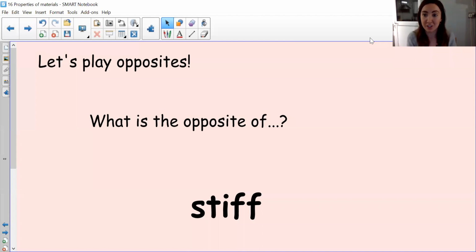So there's a couple of answers that you could have chosen for the opposite of stiff. You could have gone for bendy, because bendy means soft and flexible. It can easily change shape. And then you could have also gone for stretchy, because that means it can be pulled into a longer shape. So stiff means it can't change shape. Stretchy or bendy can change shape. Okay, let's look at the next one.